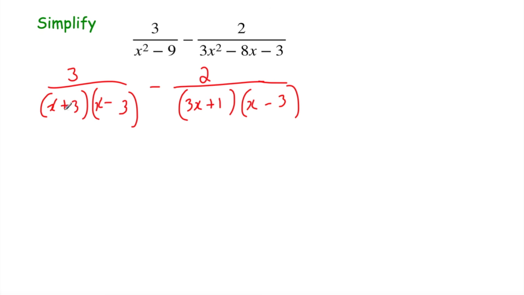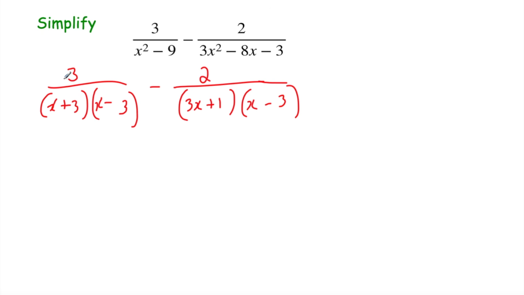And here we've got x plus 3, x minus 3. And here we've got 3x plus 1, x minus 3. So we've got x minus 3 on both denominators. This denominator is missing the 3x plus 1, and this denominator is missing the x plus 3. So we need to multiply both the numerator and denominator of this fraction by the one that is missing, which is the 3x plus 1. And then we need to multiply both the numerator and denominator of this fraction by x plus 3, because that's the one that this one's missing.